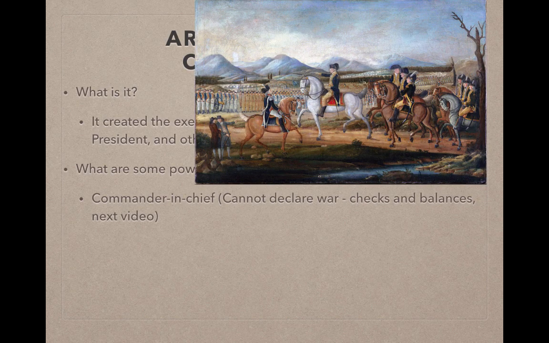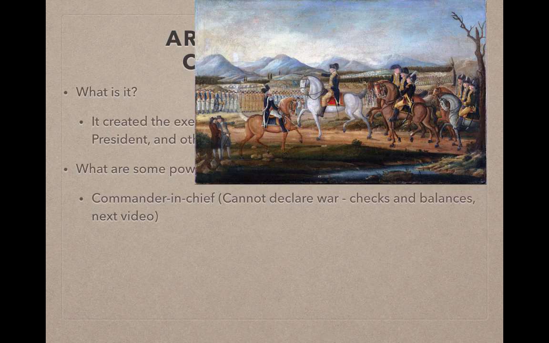He or she is the commander-in-chief. They cannot declare war, though. That is an example of something that Congress can do, and that's checks and balances. We'll talk about checks and balances a lot more in the next video. But we see here Washington, this is when he led the military to crush the Whiskey Rebellion in the 1790s. So the president is commander-in-chief, but cannot declare war.